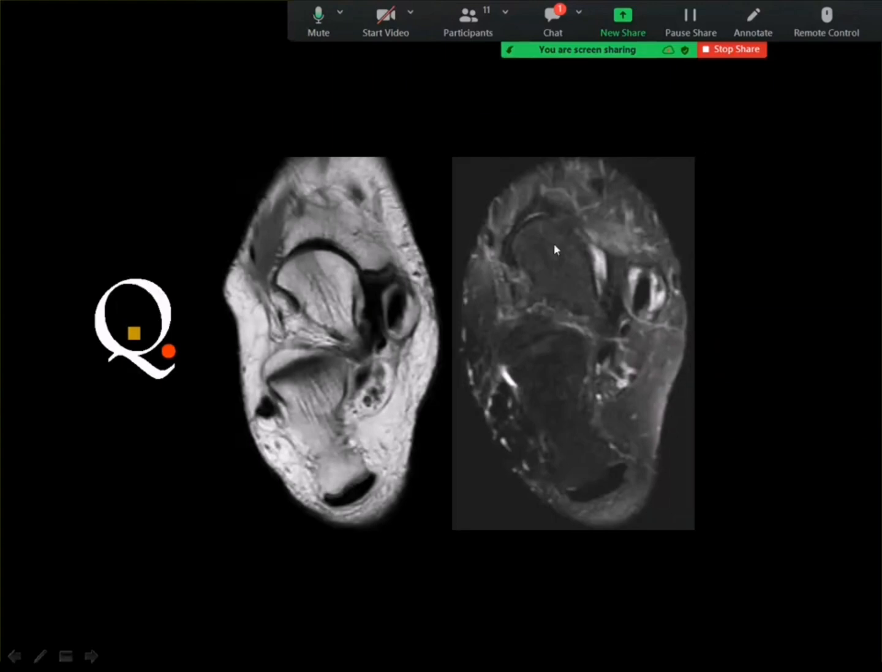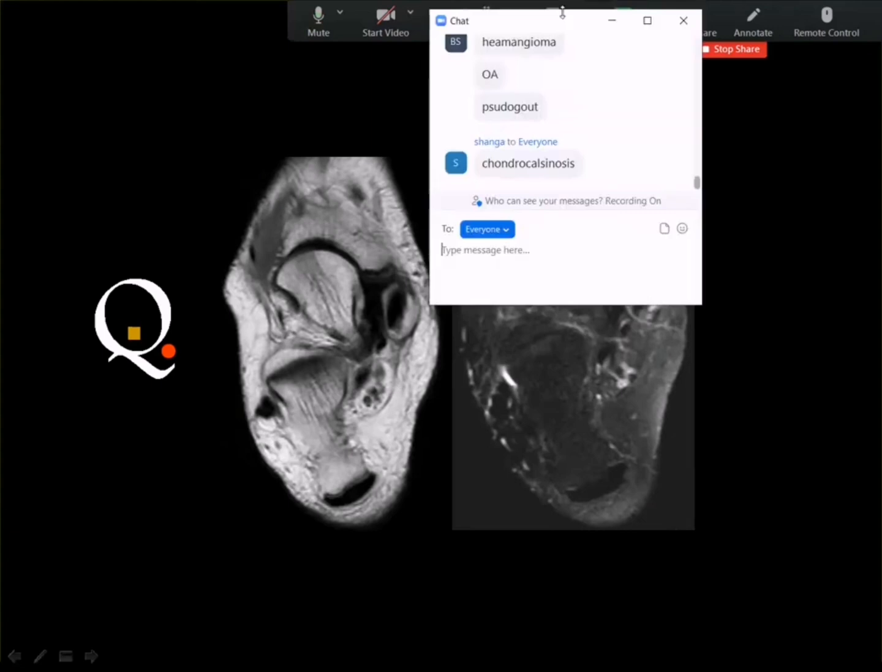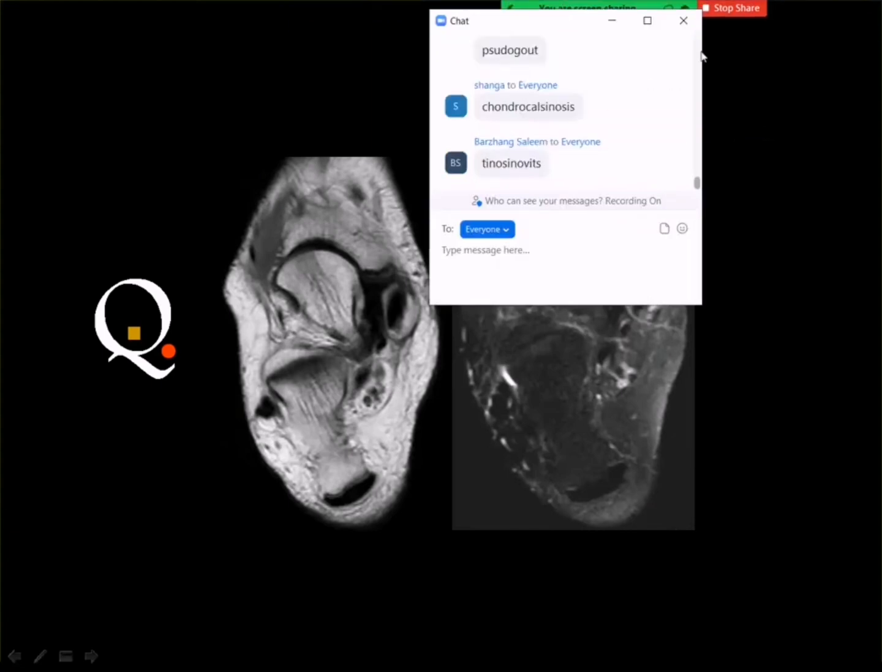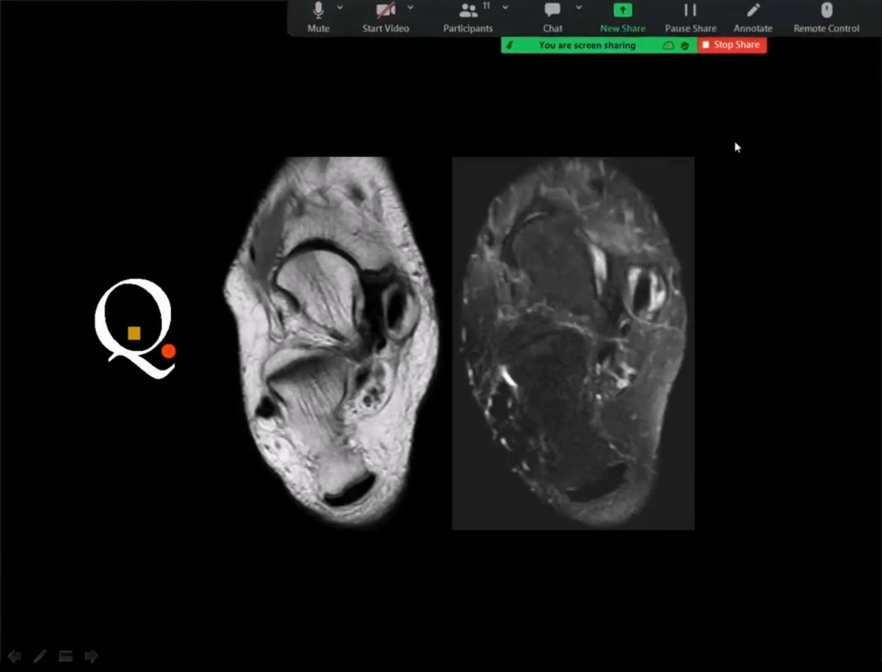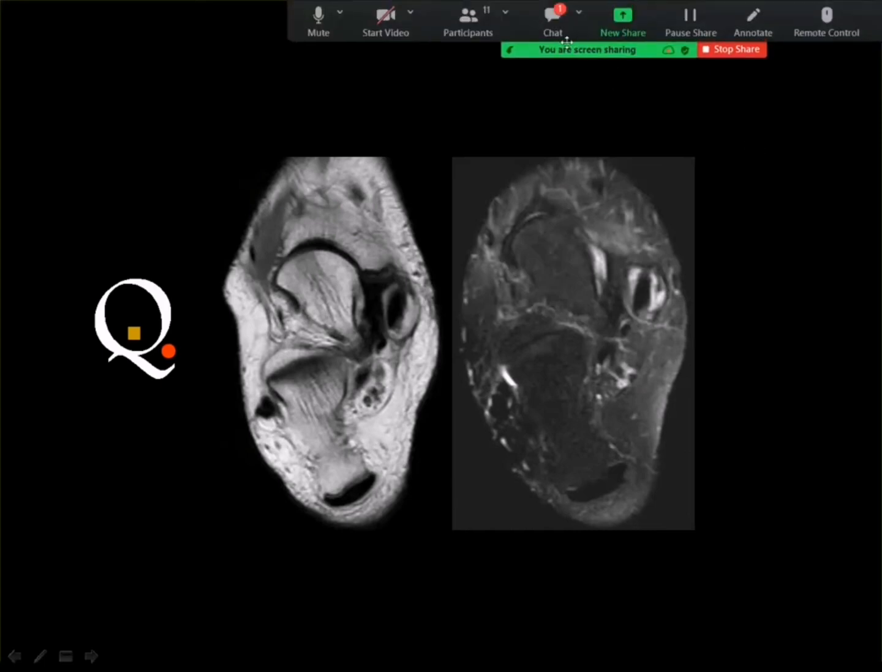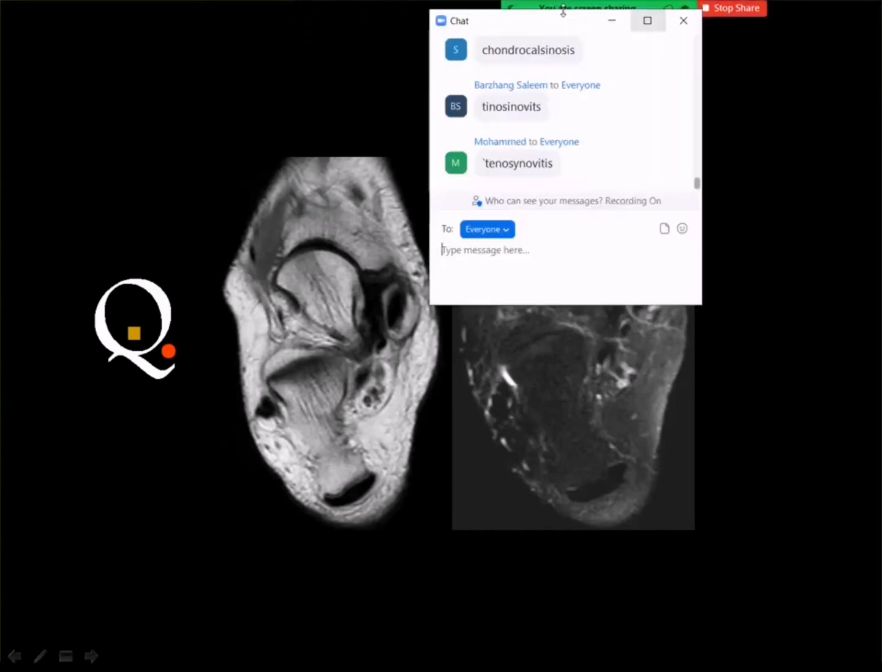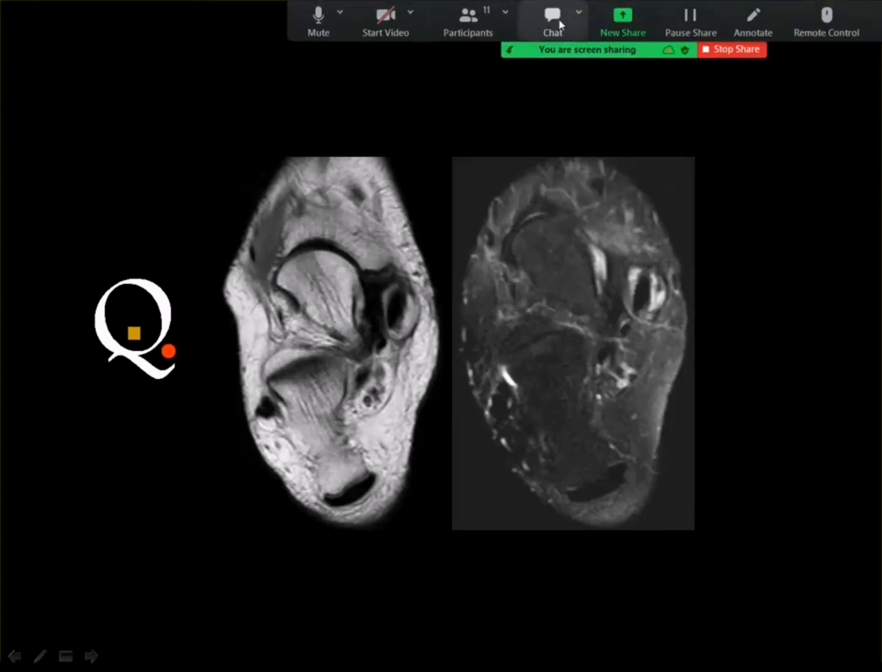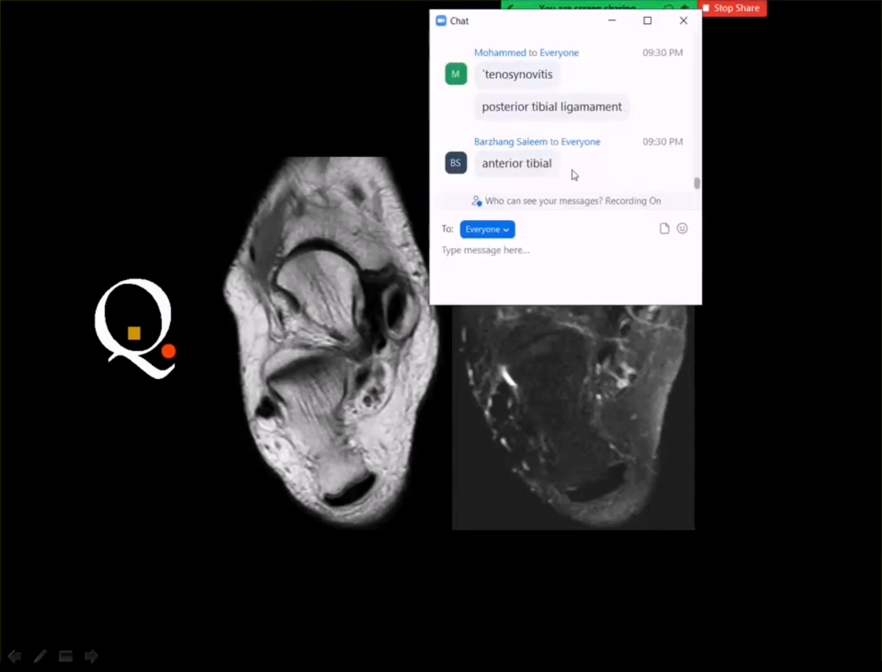This is an ankle MRI, T1 and T2 fat set. Tenosynovitis of which tendon? Where do you get tenosynovitis? No, this is not tibialis anterior. This is the tibialis posterior.